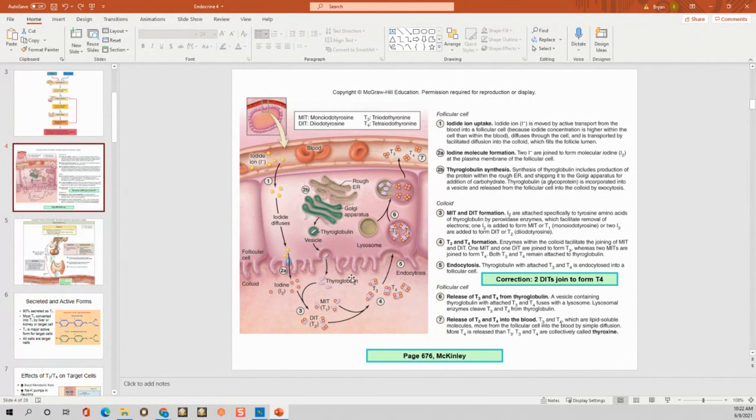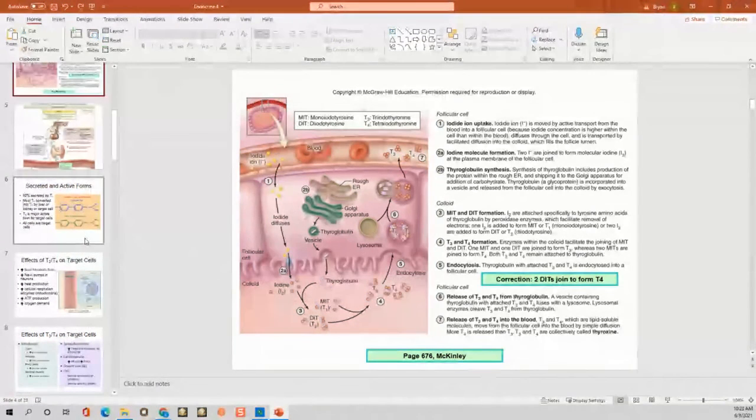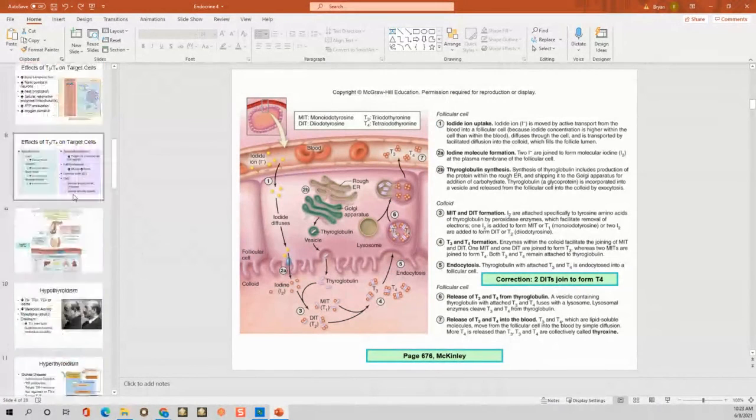Any disease that causes thyroglobulin to increase inside of the colloid is always going to cause a goiter, regardless of what the disease is. And you're going to find that there's actually quite a few diseases that can cause a goiter. Both hypothyroidism and hyperthyroidism can cause a goiter. It just depends on what it does to TSH. We'll come back to that tomorrow, of course, because we're pretty much out of time right now.